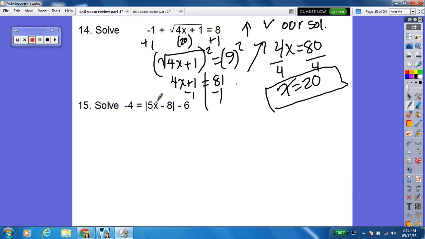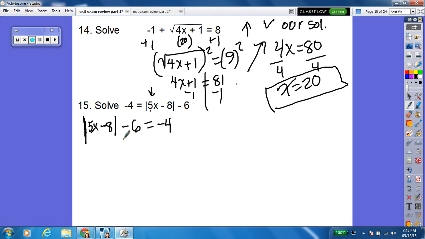Alright, now the next one is a little bit more challenging. Remember that there are two kinds of numbers that can go inside an absolute value, pardon me. That means we can put negatives or positives in here. So what you have to do to solve these, I'm going to rearrange it and put my absolute value, they're going to switch sides, okay? So here we go. Absolute value, I got to stop saying that. Absolute value 5x minus 8 minus 6 is equal to negative 4.